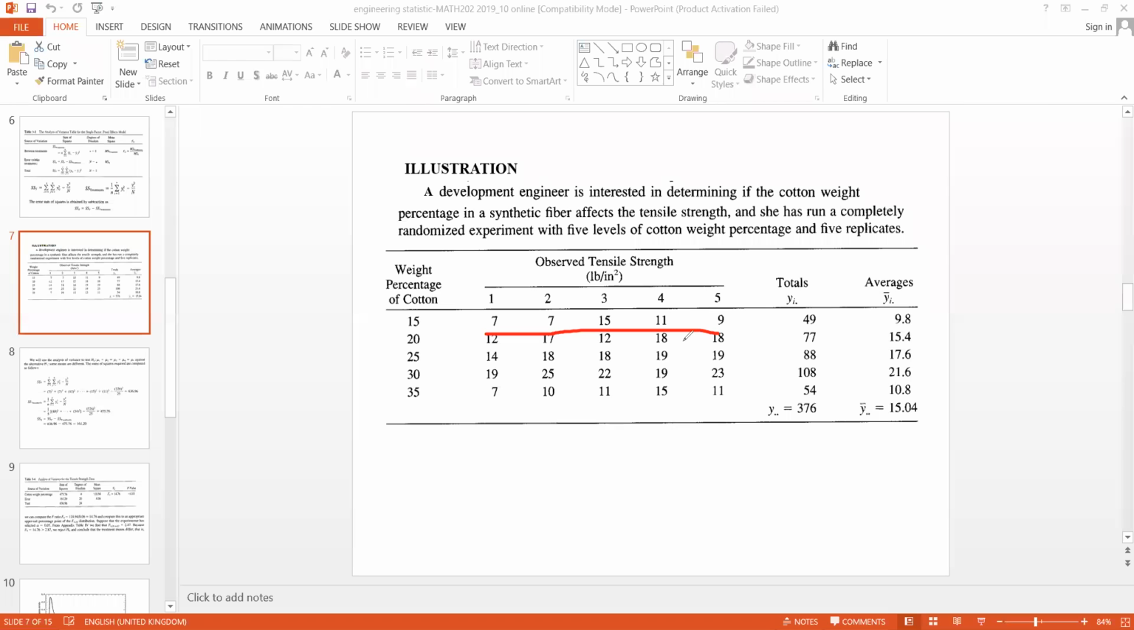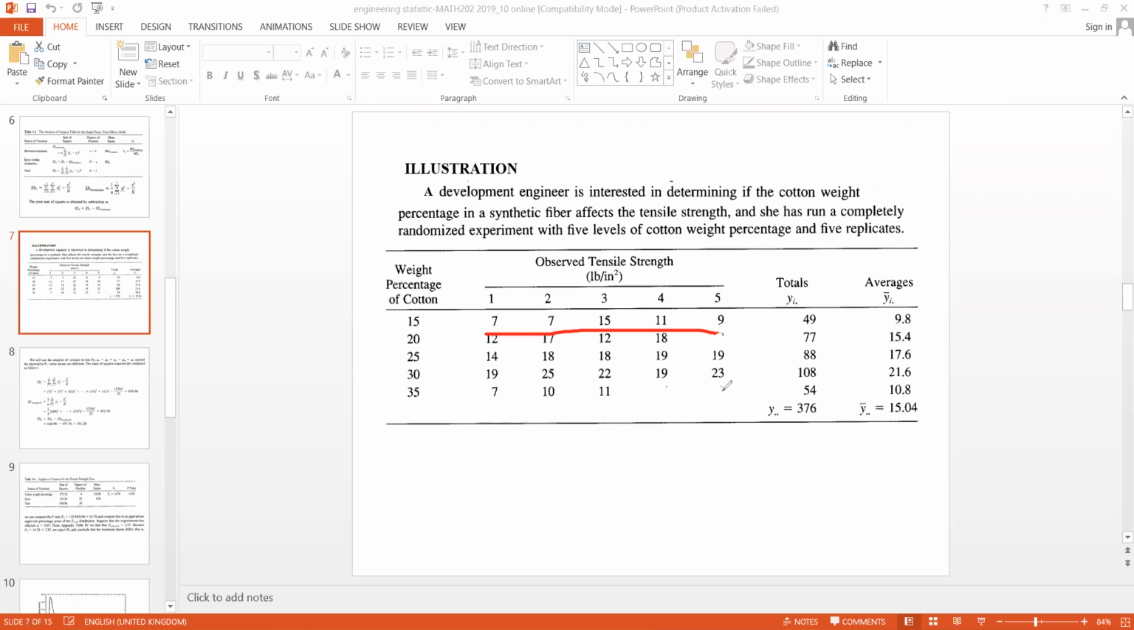There are situations where you have an unbalanced design. An unbalanced design means that you can have a situation where this percentage cotton may not have all the 5 observations. Maybe you go to 35, you may not have all the 5 observations.